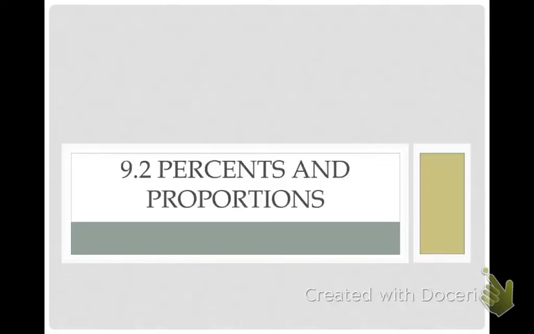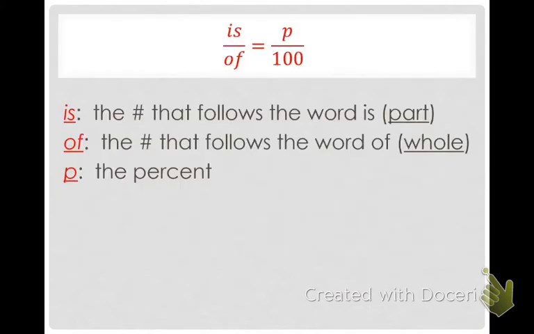Today is 9.2, percents and proportions. The most important part from this slide right here is this. Everyone say: is over of equals P over 100. All right, so this is something we're going to be using all throughout today's lesson, okay?